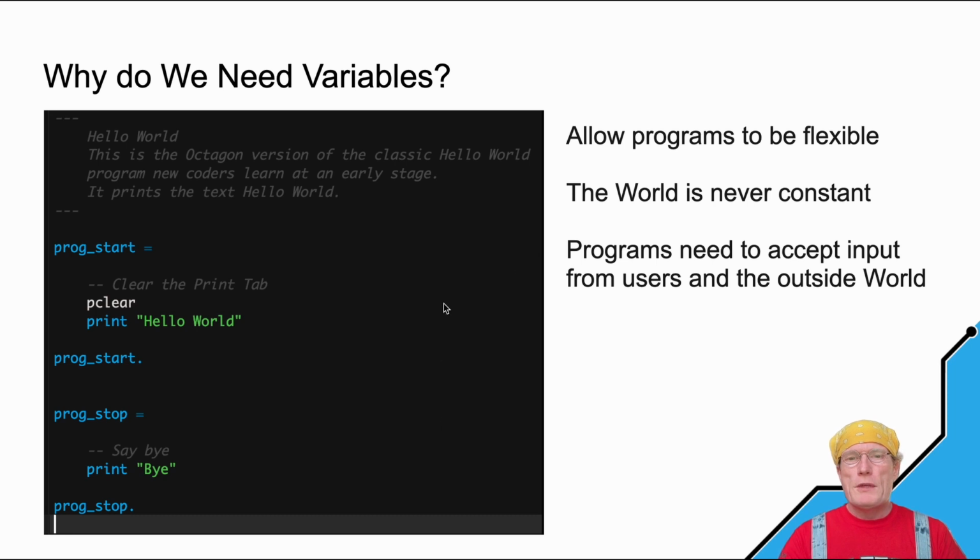So from the perspective of the first program that we learned about in the fourth video, this program only prints hello world. It never changes. It has no variables in it. It does one thing and one thing only. Whereas for a computer to be useful, we need it to be able to accept input from all over the place. And to do that, you use variables.